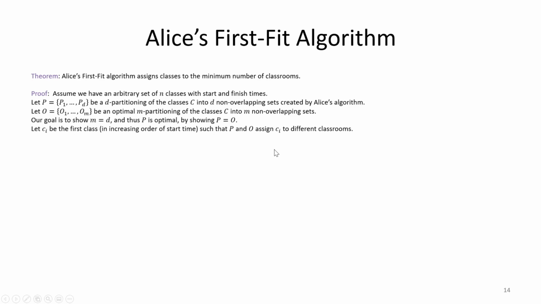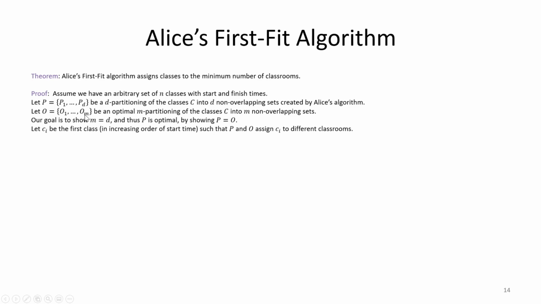Now for our proof of correctness here, the other possibility is, oh, it's perfectly fine that they assigned it to a different classroom. Okay, now why is this? Well, maybe there's a tie. Or let me put that in another way. Maybe there isn't just one unique optimal solution. Maybe there's more than one optimal solution. If there's more than one optimal solution, it could be possible that P is optimal and O is optimal. Therefore, our D equals our M. But the way we assign classes to classrooms is different.